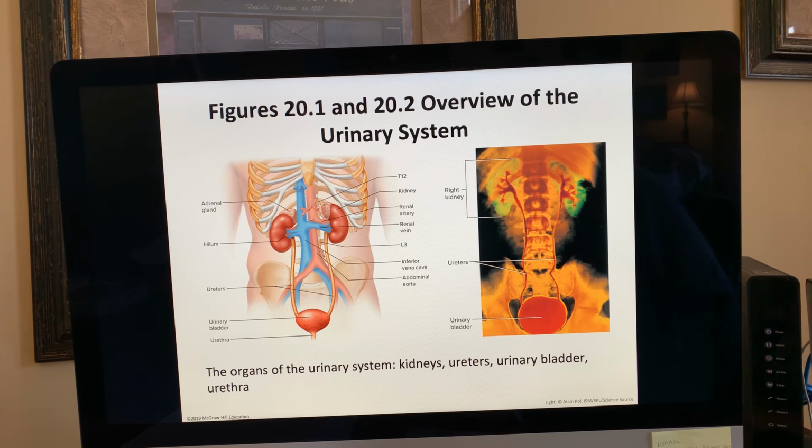They receive blood from the renal arteries, which are branches of the abdominal aorta. The blood enters each kidney, and then the metabolic wastes are removed. The urine is removed and concentrated, and then the blood leaves the kidneys, entering the renal veins, which then both enter the inferior vena cava and then back into the circulatory system.